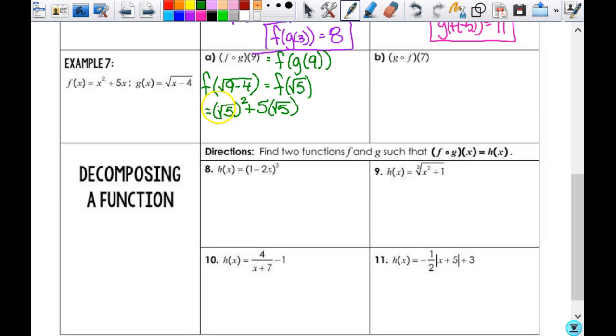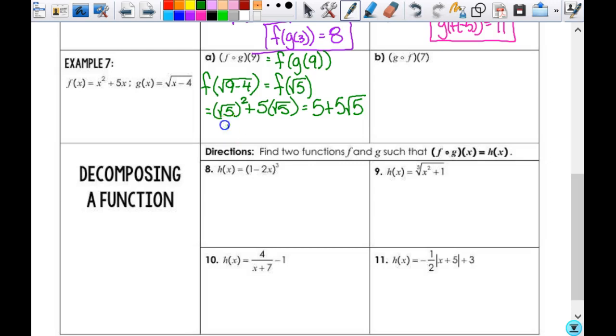So this square root of 5 squared is just 5. And then 5 times the square root of 5 is what? It's 5 times the square root of 5, right? So all you can do is stick them together. So that's 5 plus 5 times the square root of 5. Does that become 10 times the square root of 5? No, it does not. You treat your square roots like variables. That's like 5 plus 5x, and it's 5 plus 5x, right?